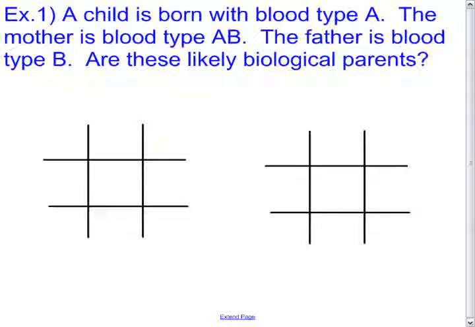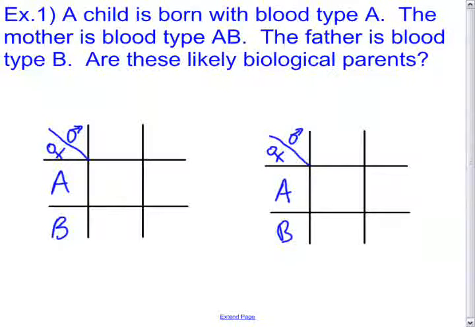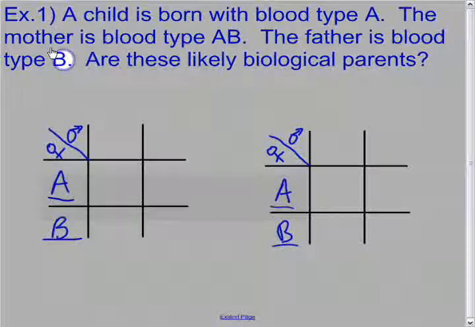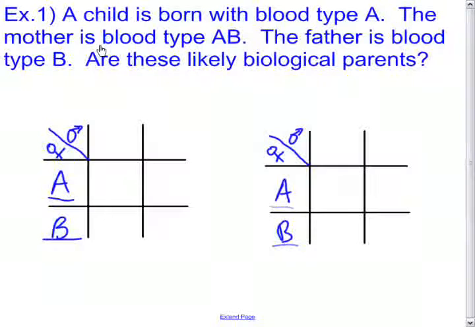Use the Punnett squares to determine this for yourself, then unpause and discover the answer. Now, the mother can only be of one blood type. Since she is type AB, she can only have A and B, and that one's easy to set up. However, the father is type B. That leads to two possibilities. He is either homozygous for B or heterozygous for B.